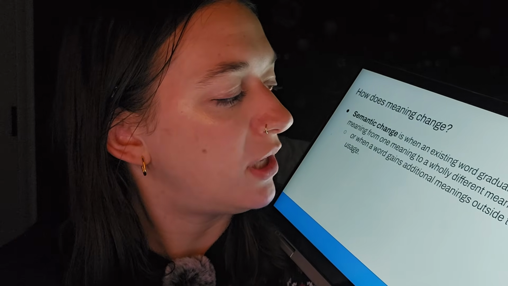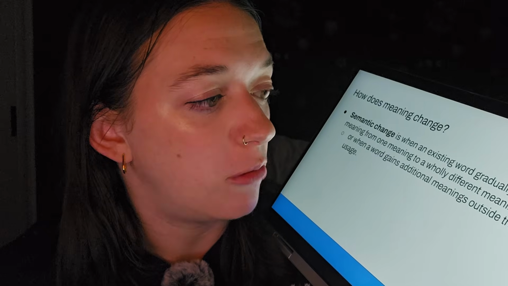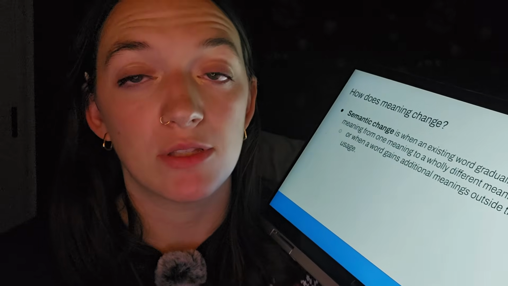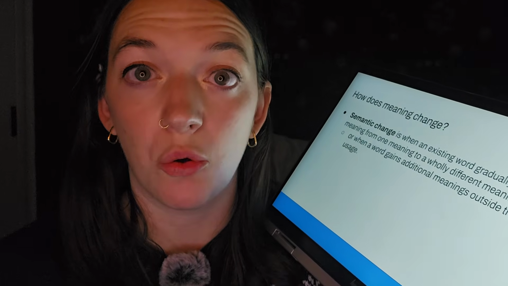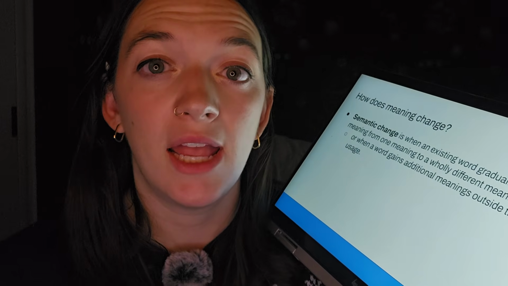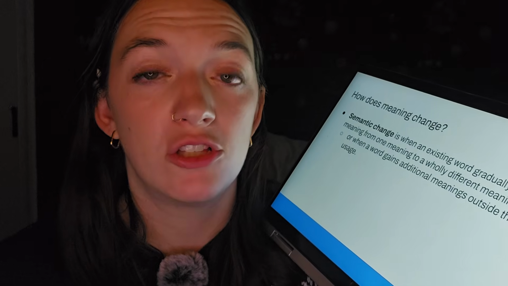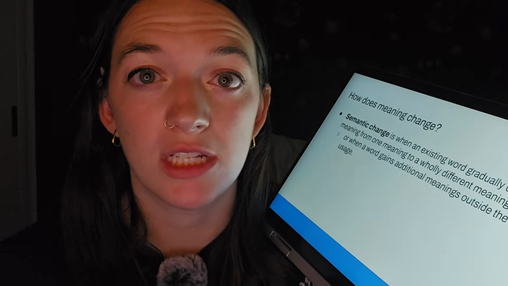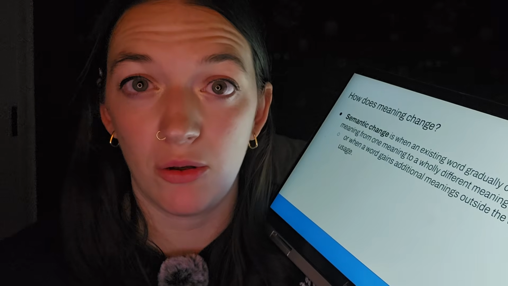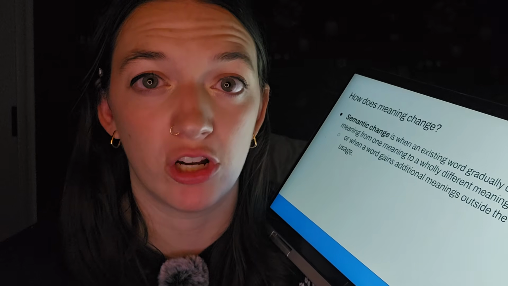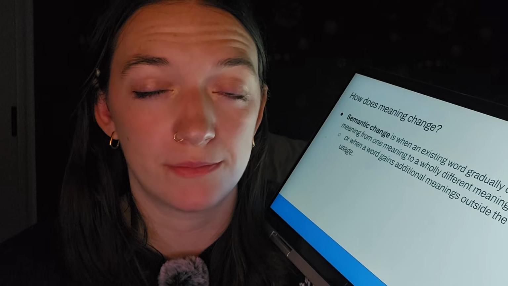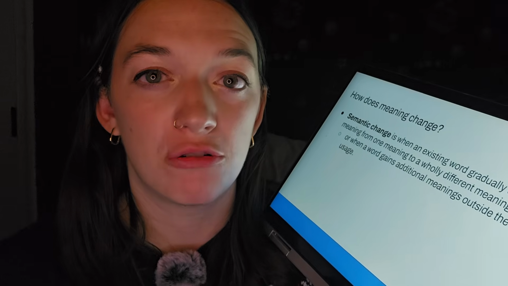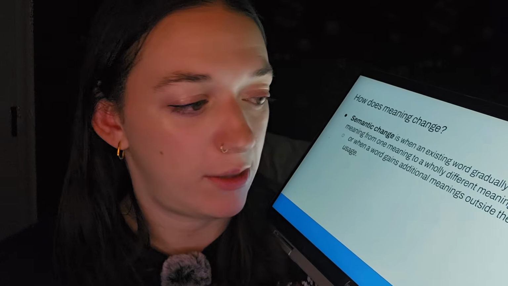It can also be when a word gains additional meanings outside of the original usage. So sometimes a word's meaning just changes wholly, or it gains an additional meaning. Once again, back to the cart example, horse and cart did not lose its meaning. When you say cart, it might still refer to that old-timey horse and cart, but it gained an additional meaning to refer to a shopping trolley.